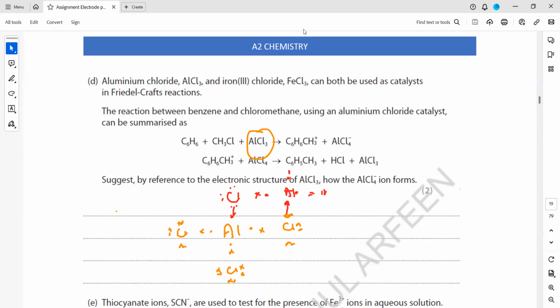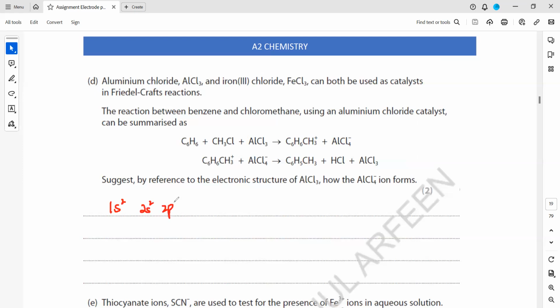But if we have AlCl3 alone, the configuration of aluminium is 1s2, 2s2, 2p6, 3s2, 3p1. So when we represent electrons in the electron-in-box model, 1s2, 2s2, and 2p6 means first they will occupy singly and then pair up. Then there will be a pair, and this will be a single electron here.